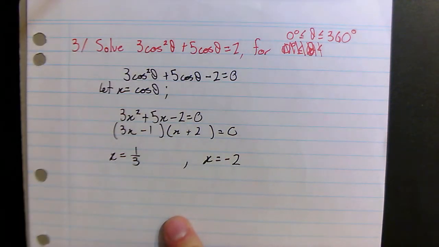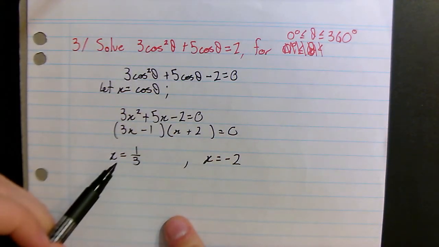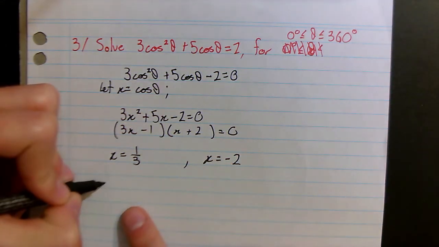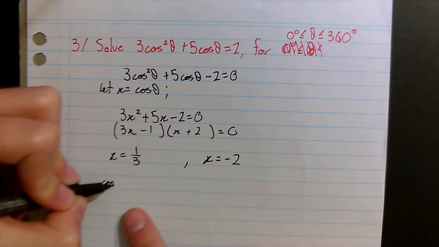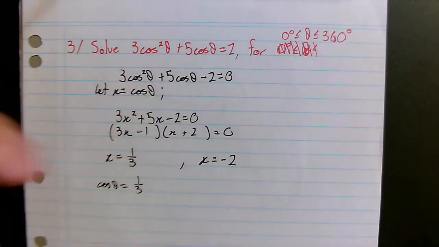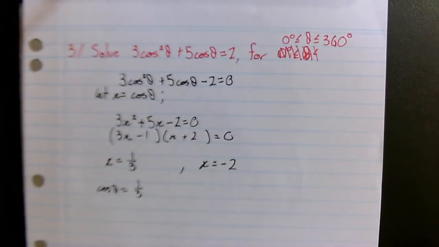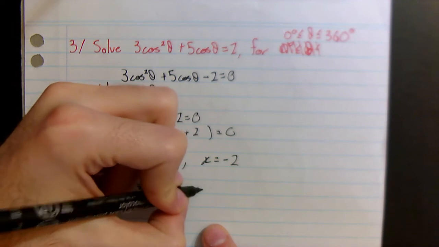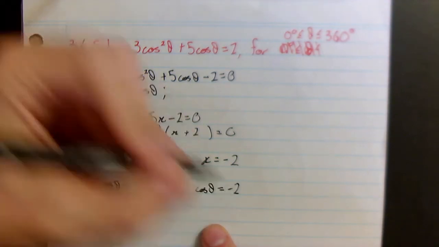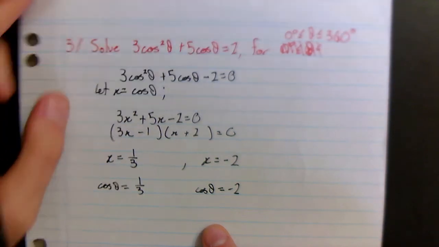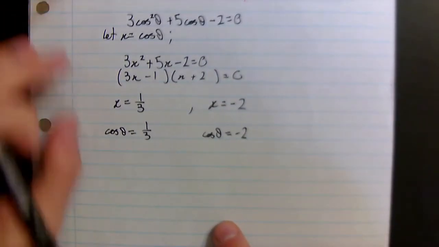Alright? But what did we say x was? Well, we said x was equal to cos theta. Okay? So now we get cos theta is equal to 1/3. Alright? And we get cos theta is equal to -2. And from here, we just solve both parts of the equation.